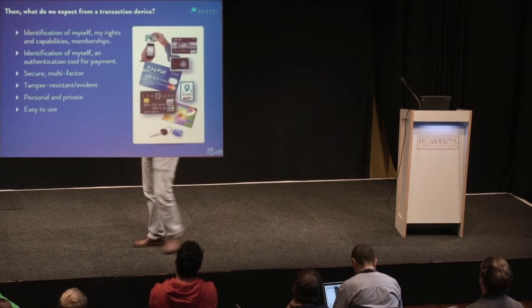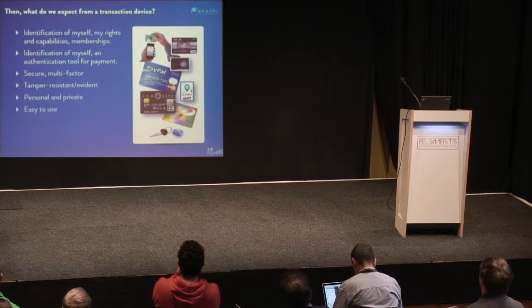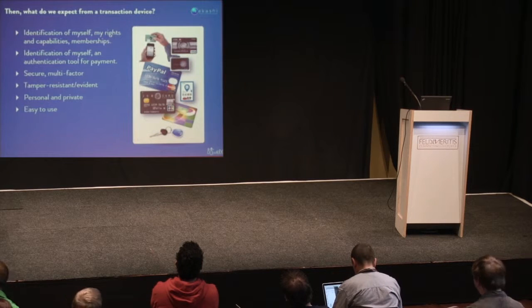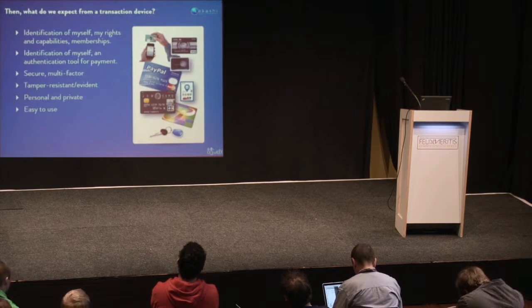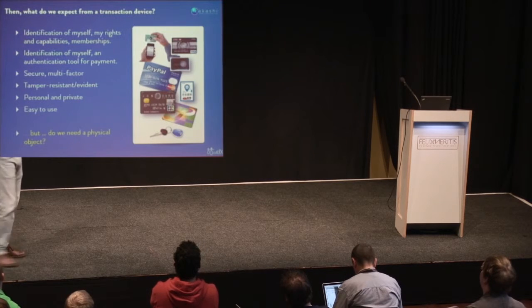So, what do we expect from a transaction token? Secure, tamper-resistant. We want it to be given to us by the bank or a trusted party in some way. We want to know that somebody's controlling the security elements on this device. Multi-factor. But do we also need a physical object?